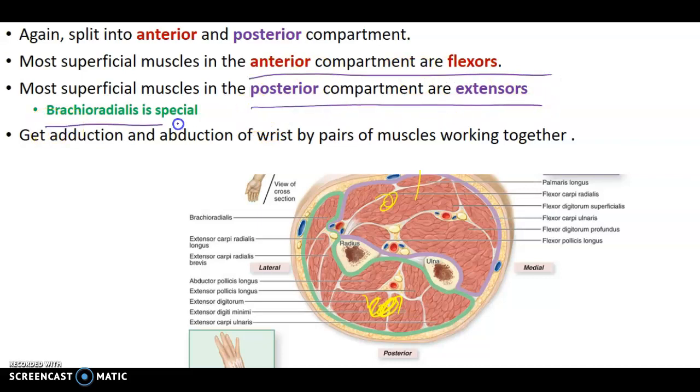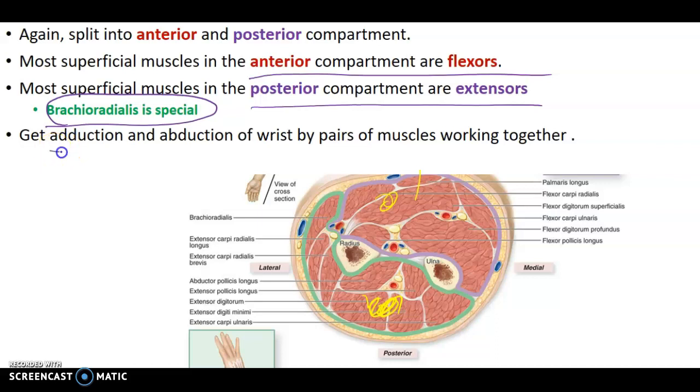The brachioradialis is special. It is a posterior muscle. It crosses over to the anterior elbow. It is a flexor, and it acts on its origin. It's a very special muscle. It breaks all the rules.